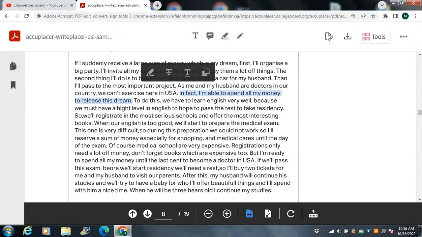So I'm just confused about that. And again, we're still waiting for what is that dream or what is this most important project. Let's move on to the next sentence. To do this, we have to learn English very well because we must have a height level in English, or I think they meant high, because we must have a high level in English to hope to pass the test to take residency.